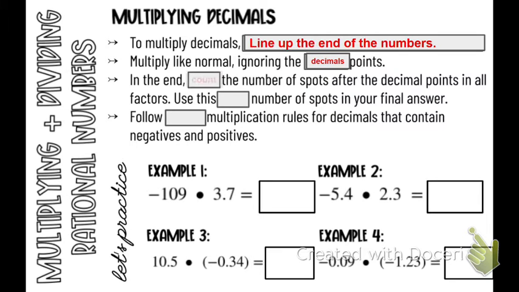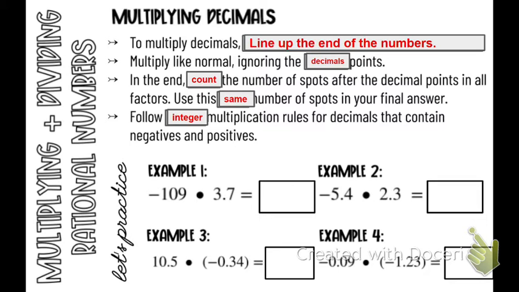In the end, we're going to count the number of spots after the decimal points in all the factors, so in all the ones that we're multiplying. And we're going to use the same number of spots in my final answer. Remember that if you do have integers, you need to follow the integer multiplication rules for decimals that contain positives and negatives. So for the sake of time, I'm only going to be doing example 1 and example 2.